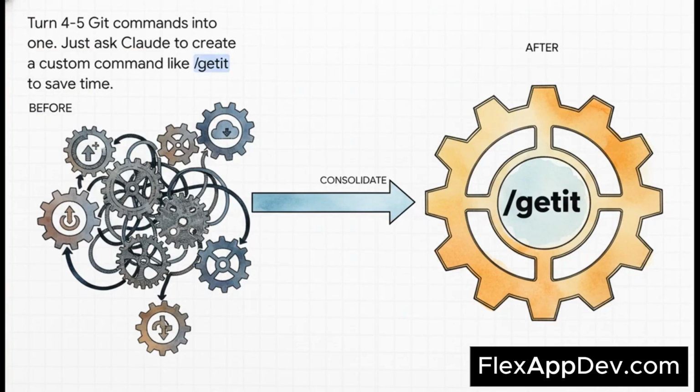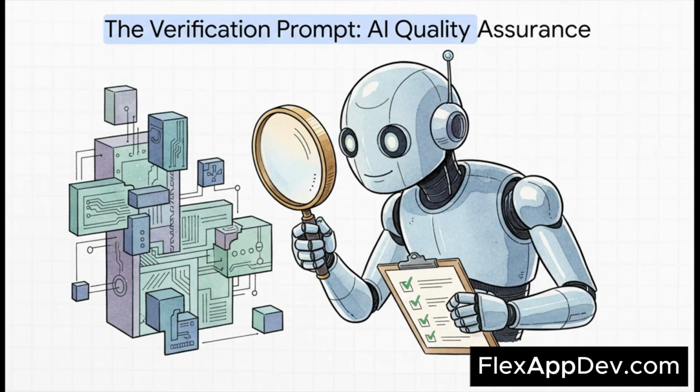And this right here is a perfect example of their power. Committing your code to Git, it usually takes 3 or 4 separate commands. Instead, you can just ask Claude to create a custom command, something like /git that does all of that work for you in one single step. Imagine the time that saves over a whole project. It's incredible. And now for the final power move.